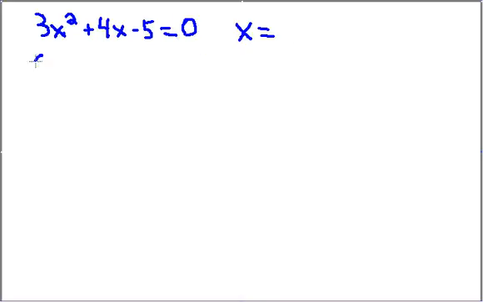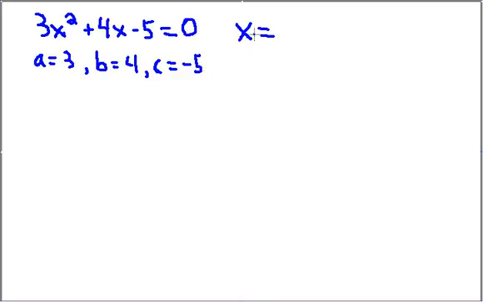What's our A? Well, remember, A is the coefficient of our x squared, so that's going to be 3. Our B is the coefficient of our x to the first term, so that's going to be 4. And then C is our constant there. C is going to be minus 5. So if it helps you to write those out ahead of time, the values for A, B, and C, by all means, go ahead and do it. With that done, let's go ahead and use our quadratic formula.